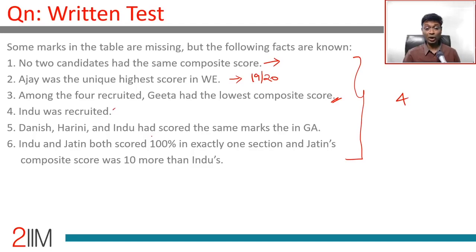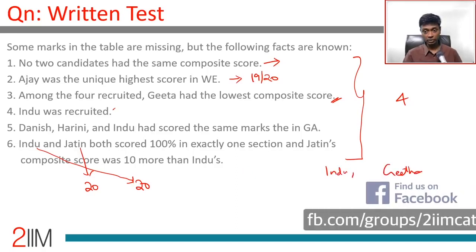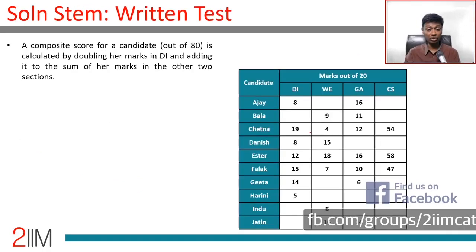Danish, Harini and Indu had scored the same marks in GA. Indu and Jatin both scored 100% in exactly 1 section. And Jatin's composite score was 10 more than Indu's. So Jatin has scored 20 in 1 section. Indu has also scored 20 in 1 section. Might be the same section, might not be. Whatever Indu's composite score is, Jatin's was 10 more than Indu's. Indu's in, and so is Geeta. And so I'm going to fill in. This one looks like a juicy criteria. I'm going to put in something with 20 marks. So let's start with that.